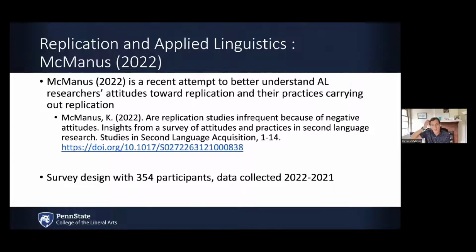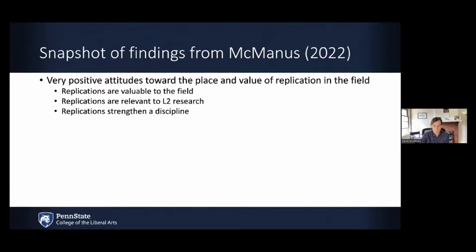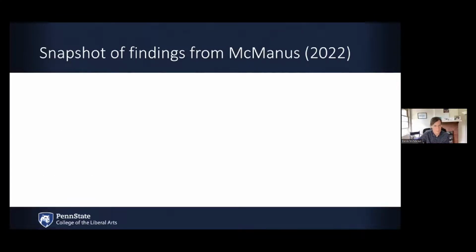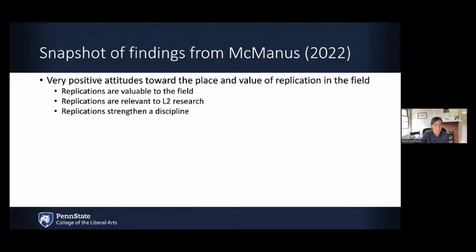So this was a survey with 354 participants in the field of applied linguistics, right? And what I'm doing is just providing you with a snapshot, right? If you want to find out more info, right? What that survey indicated were actually very positive attitudes towards the place and value of replication in the field. So researchers judged replications to be valuable. They judged them to be relevant, and they judged them as a strength in a discipline. And again, this is just a snapshot, right?